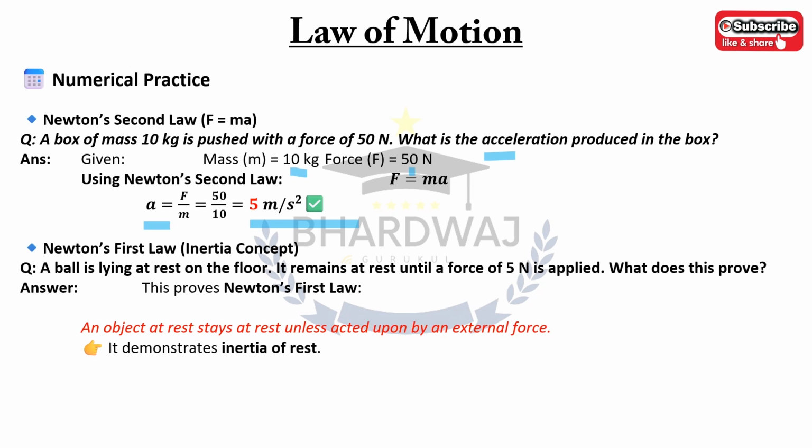Now Newton's first law, which is based on the inertia concept. A ball is lying at rest on the floor. It remains at rest until a force of 5 Newton is applied. What does this prove? Now this question is a type of theory question in which we are asked to prove Newton's first law. Then you can just write the statement of Newton's first law, which is: an object at rest stays at rest unless acted upon by an external force. It demonstrates inertia of rest. The question is an example of inertia of rest that we have studied in the previous minutes.